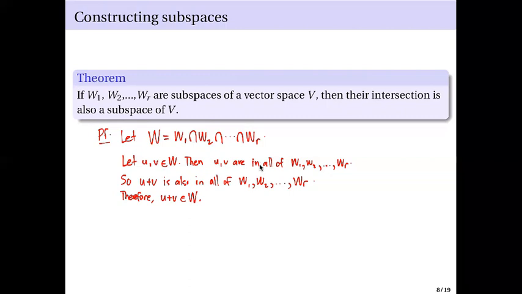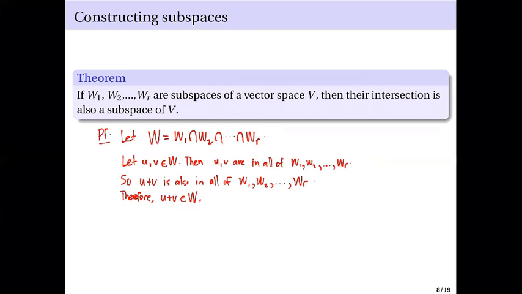If U and V are in the intersection W1, W2 until WR, then U and V must be inside all of W1 until WR. Now, W1 until WR are subspaces. You add U plus V, it must be inside all of W1 until WR because again, they are subspaces. So if U plus V is inside all of this, it is inside the intersection, which is W.